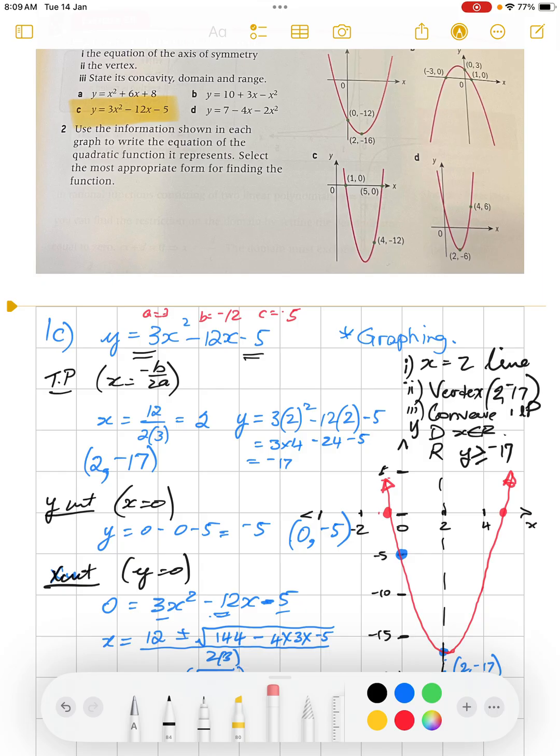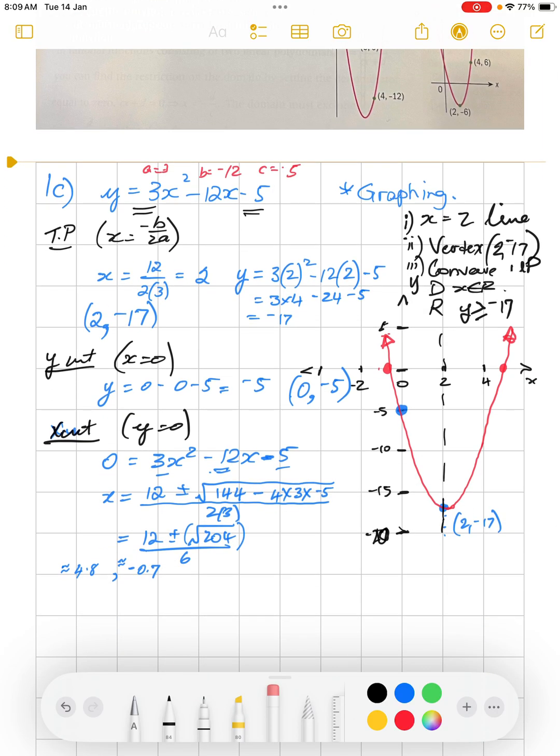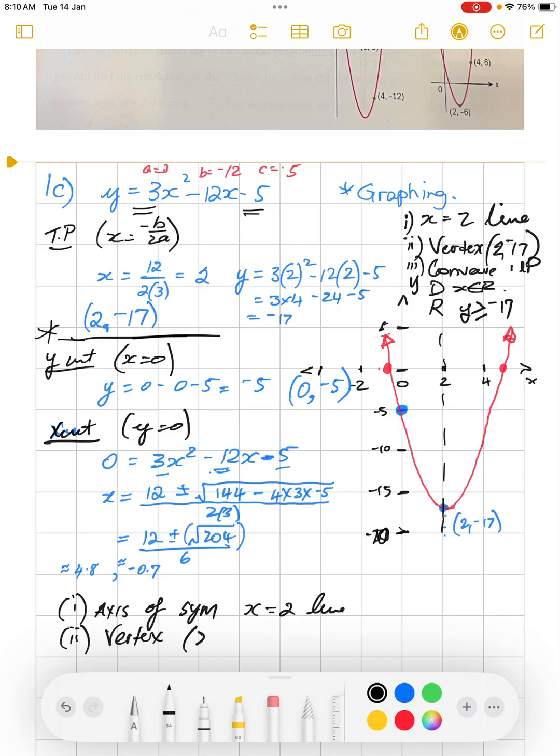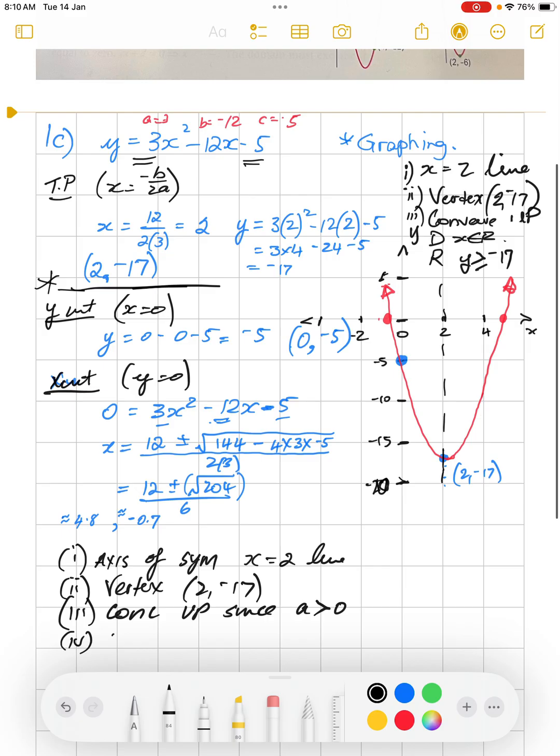That answers the question. We didn't have to graph it. Keep in mind, we could have stopped once we knew the turning point. Once we knew that turning point, we could have said its axis of symmetry is through the x value, the x equals 2 line. And for part 2, we already had the answer at that point, 2, -17. For concavity, it's concave up since the a value is positive 3. And we already knew that the domain was all real numbers, and that the range was all values greater than or equal to -17.